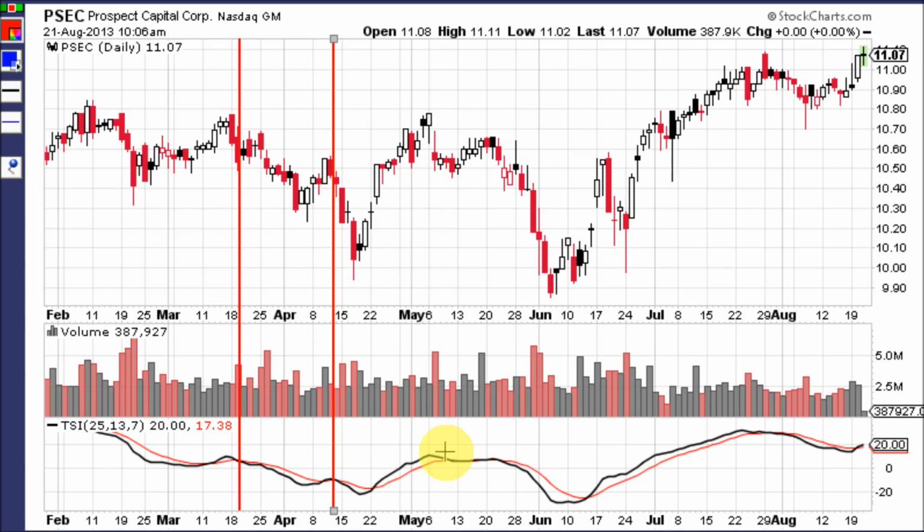Okay, there is no bearish divergence here. This high is just slightly higher than this high, and this high on TSI is just slightly higher than this high. But right here, TSI is above the signal line. It crosses down through it. The stock goes down a little. It comes back up, attempts to get above zero, but immediately crosses back down through it.